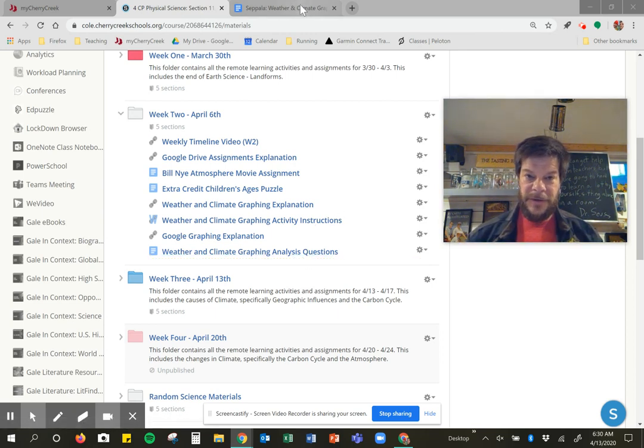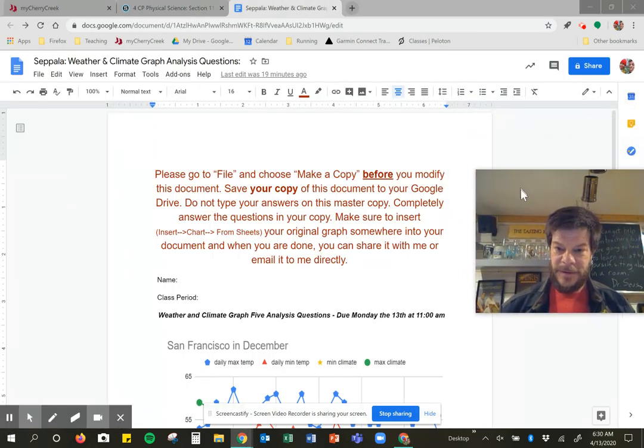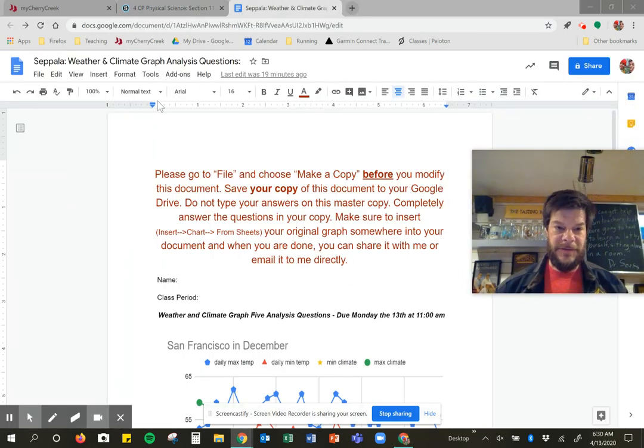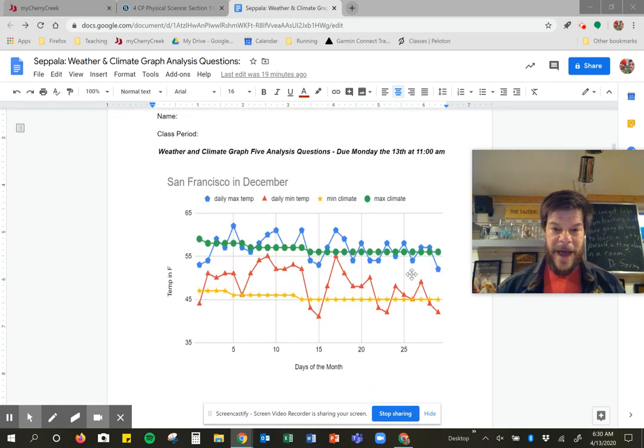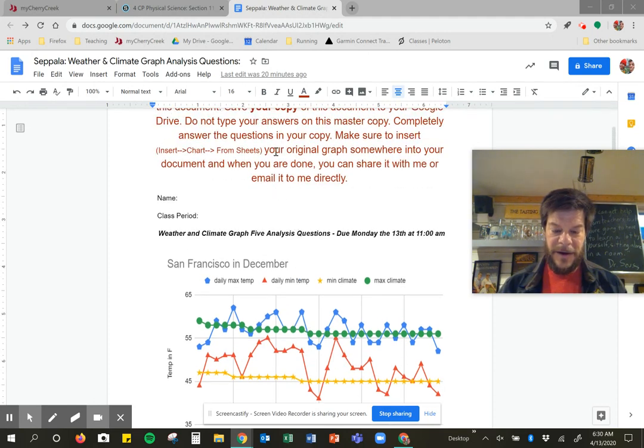If you click on this, you should get something that looks like this, okay? Notice up here, I made a copy of this. I put my name on it. That's a really good way to do this. I did not do the master copy. I inserted a graph in here. I decided to graph the data for San Francisco in December. Here is my graph. I made sure to insert that according to the directions at the top of the page.